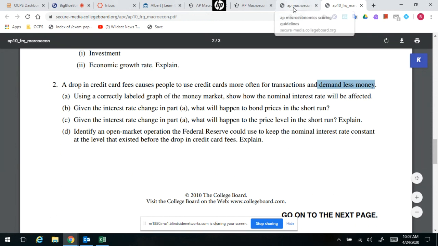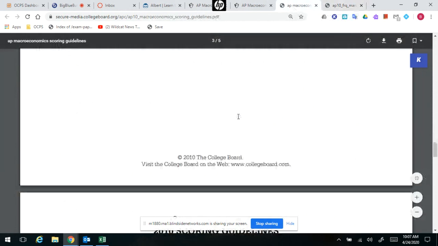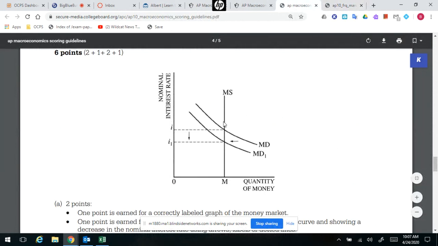Let's go ahead and graph this out, though. Simply have the vertical money supply line here, and the downward sloping money demand line, and it can be a straight line if you wanted. Remember, the money market graph is nominal interest rates. They're telling you that they're demanding less money, so money demand goes down. If you're demanding less, it should cost less to get it. It's not in high demand, so interest rates drop.